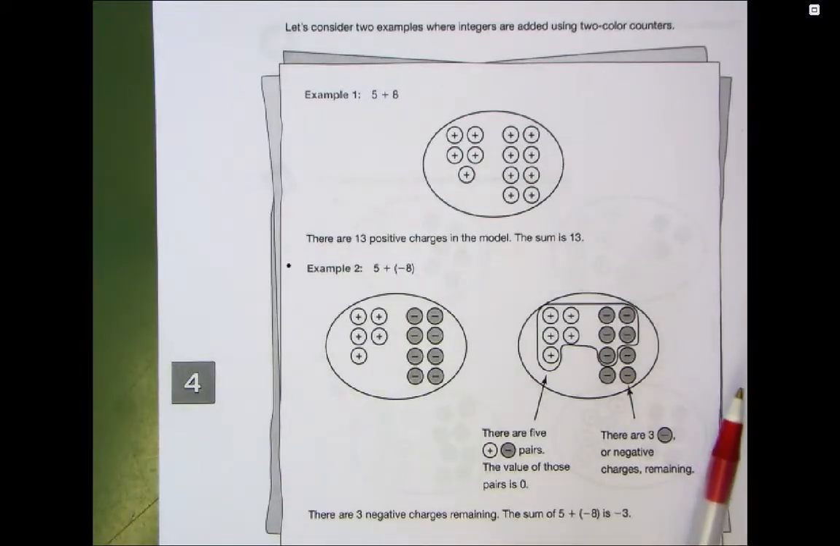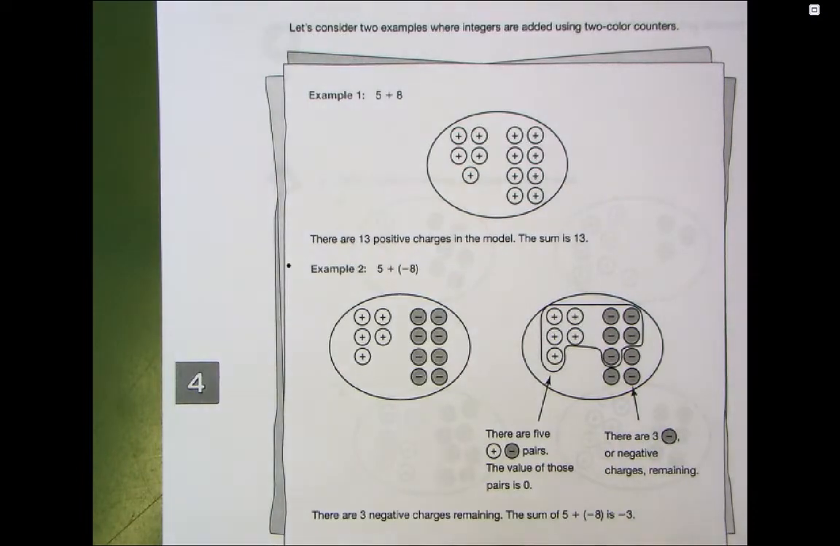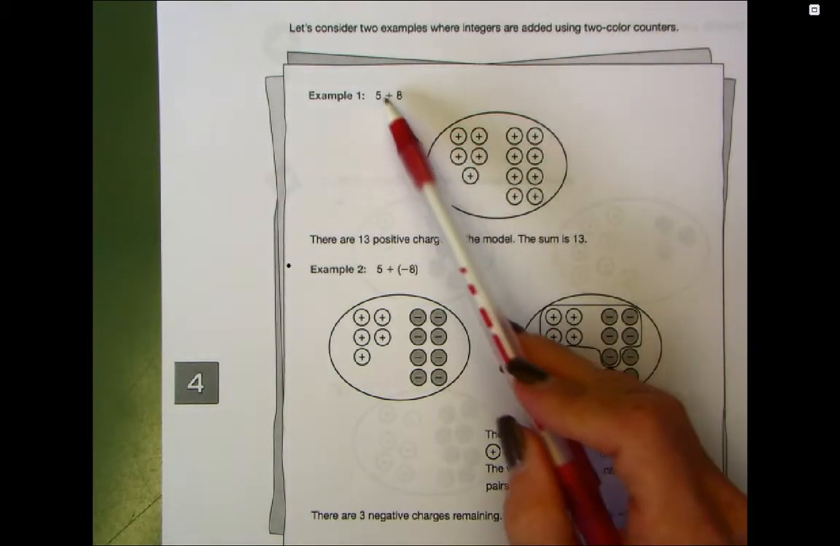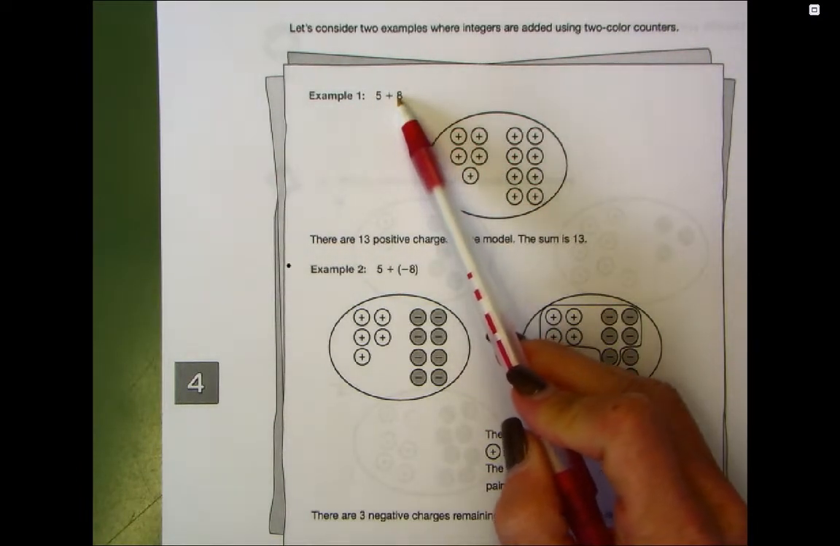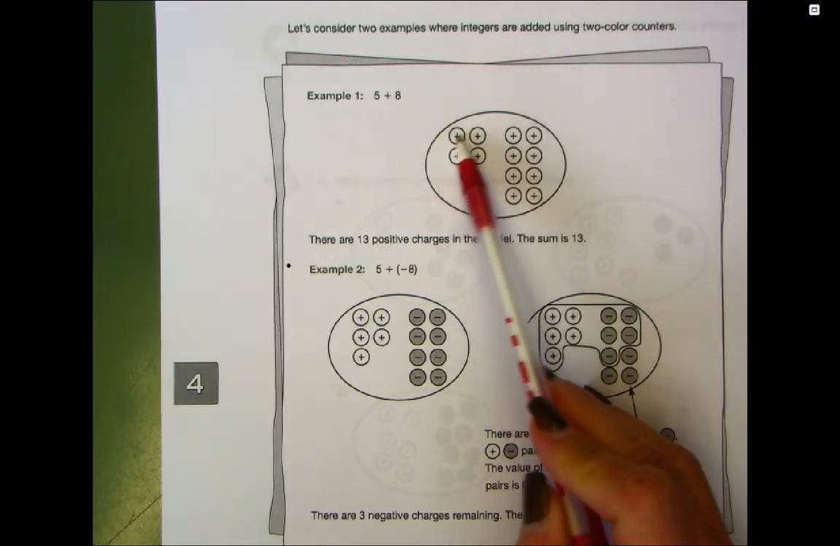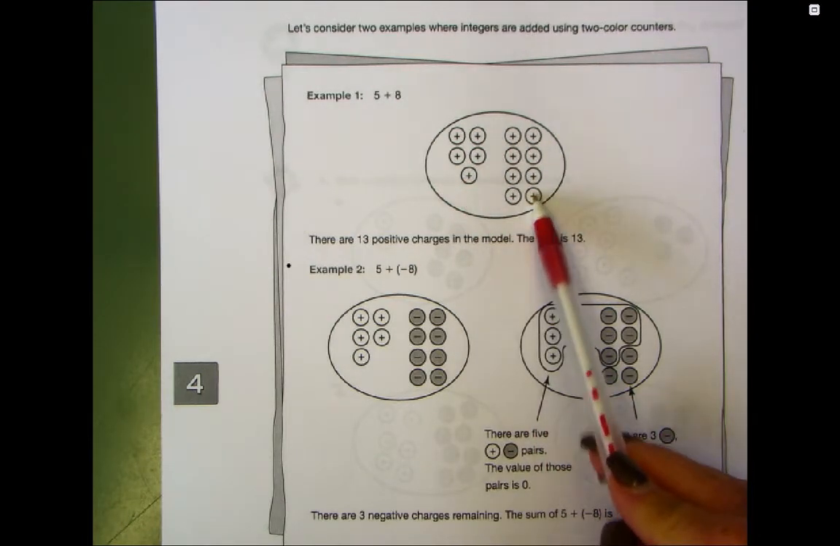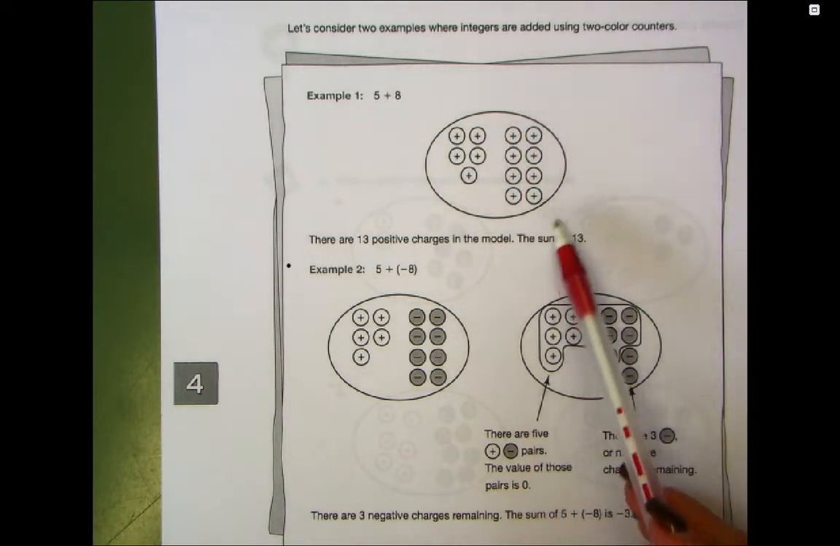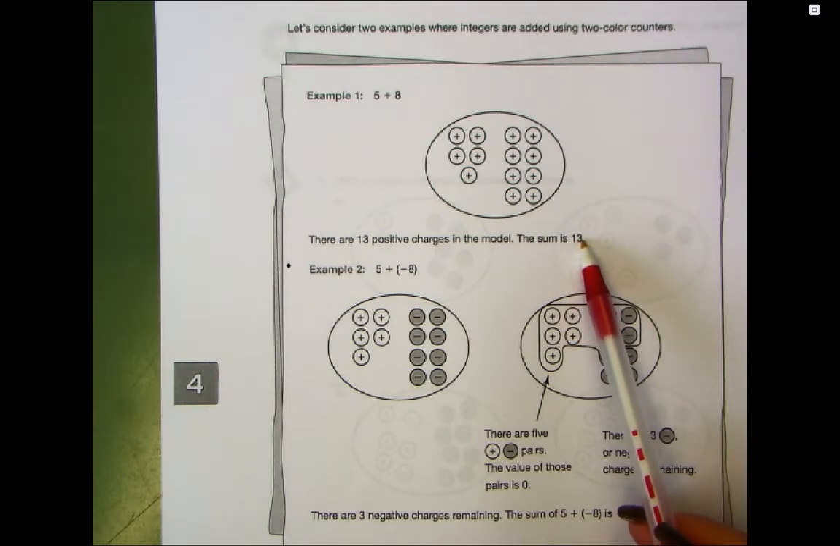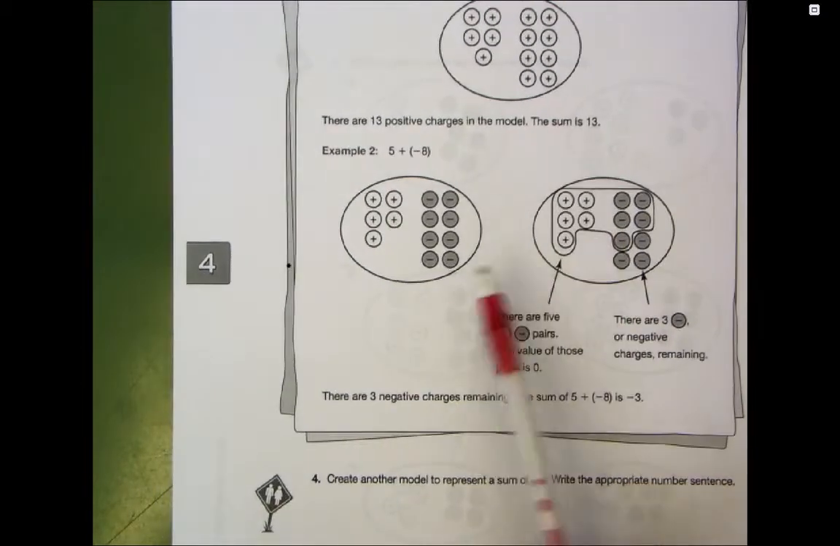So here they're going to give us some more examples now that aren't going to give us an answer of 0. So 5 plus 8, we know that this answer has to be 13, but let's make a model. If I have 5 positives and I add 8 more positives, all together, what do I have? I have 13 positives.